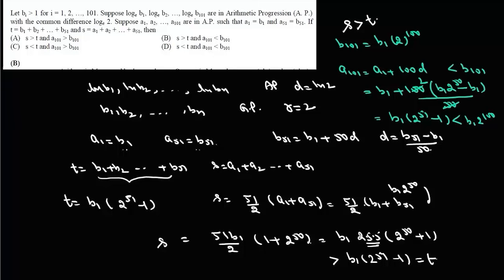So the answer to this question is S is greater than T and A101 is less than B101. That means the correct option is option B.